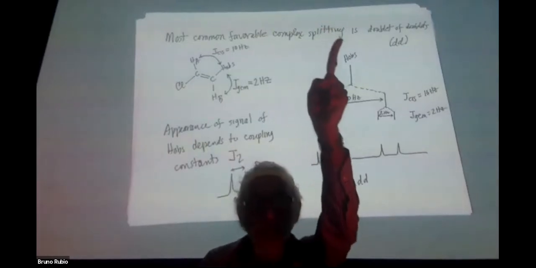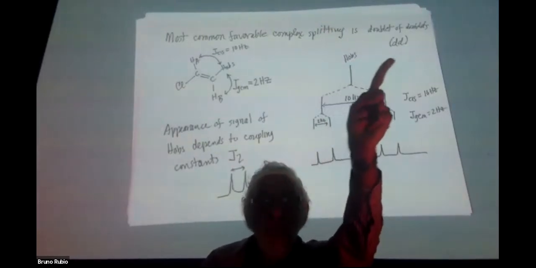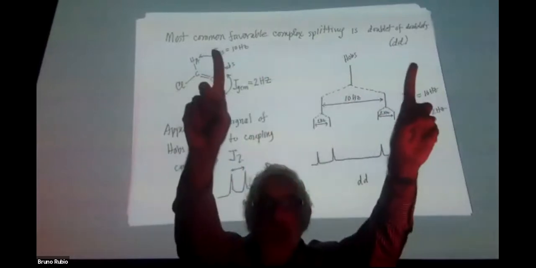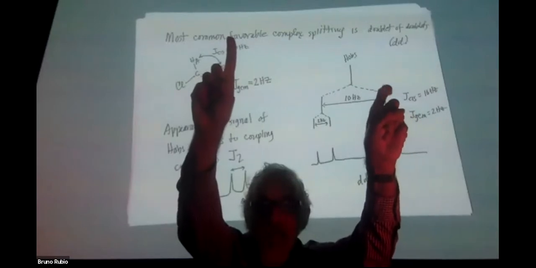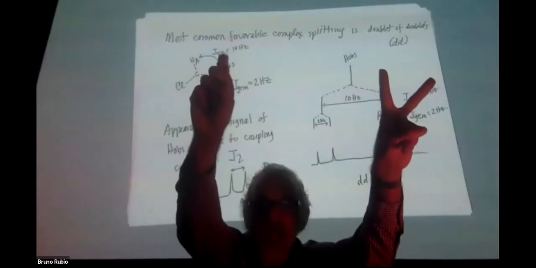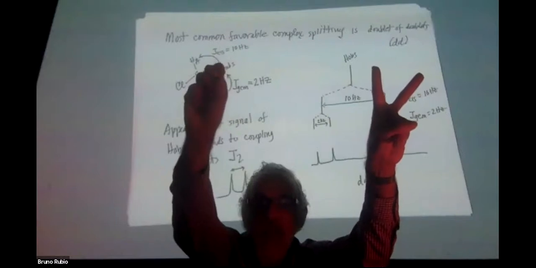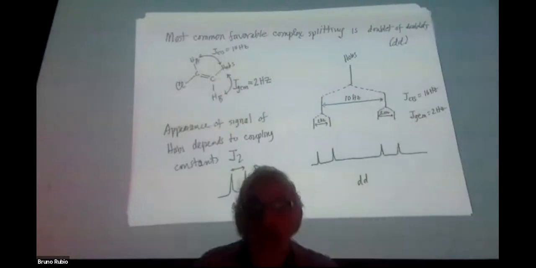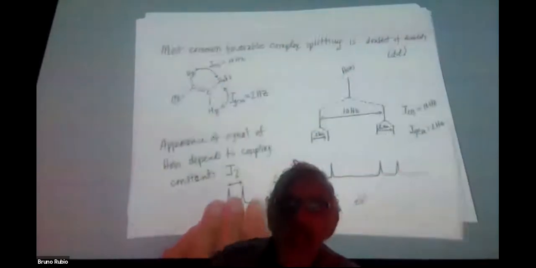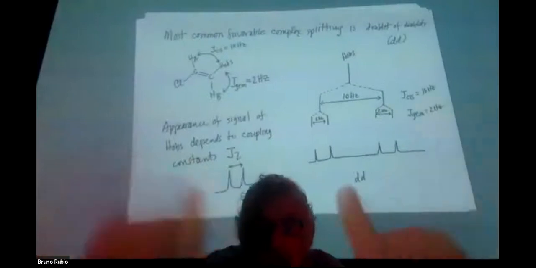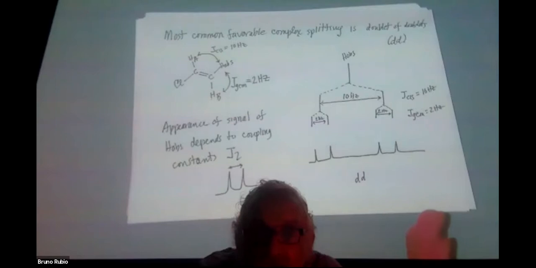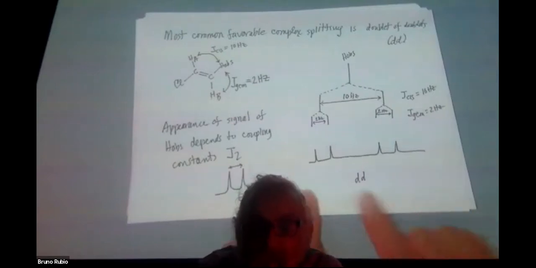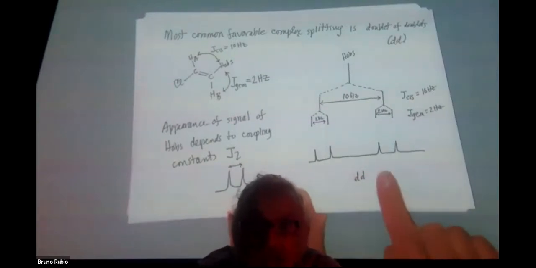Why is it called a doublet of doublets? Because of this. Look, there's the unsplit signal. I'm going to split him into a doublet. And then I'm going to split him into a doublet. Then I'm going to split him into a doublet. It's a doublet of doublets. If I were to take this and go across the street and you would look at it, you'd say, well, I see some peaks there. I see some peaks there. I'm too far away. I can't really tell what they are, but it kind of looks like a doublet. It's a doublet of doublets.